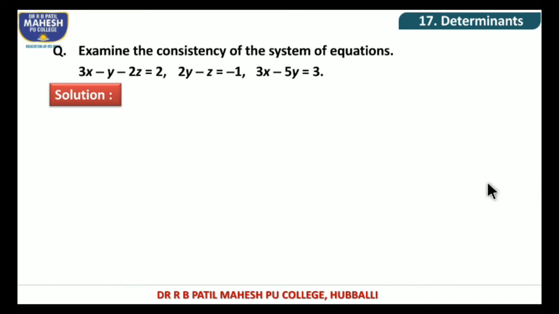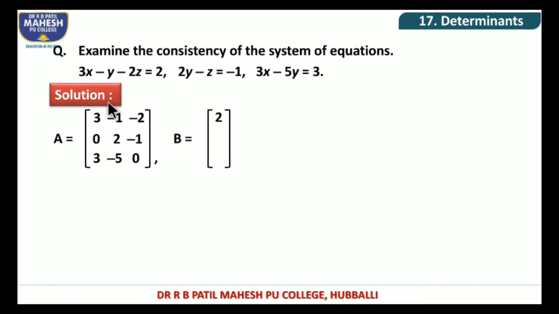For that we have to write down the system in the form AX = B. Therefore, the matrix A contains the elements 3, -1, -2. Here there is no coefficient of x, meaning it is 0, 2, -1. Similarly, the coefficient of z is 0, therefore we have 3, -5, 0. And here the matrix B is equal to the column matrix 2, -1, 3.